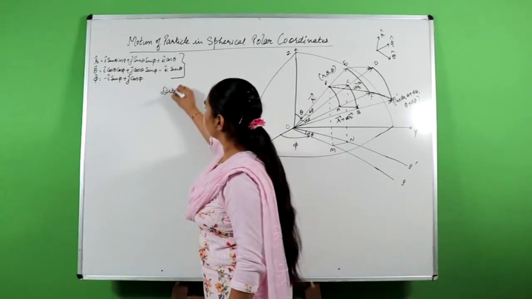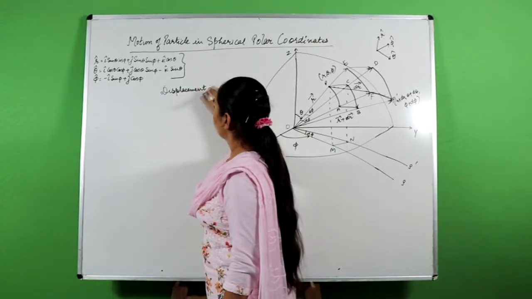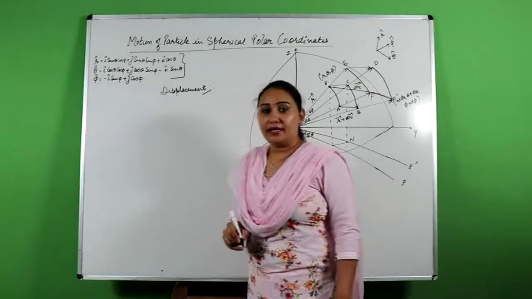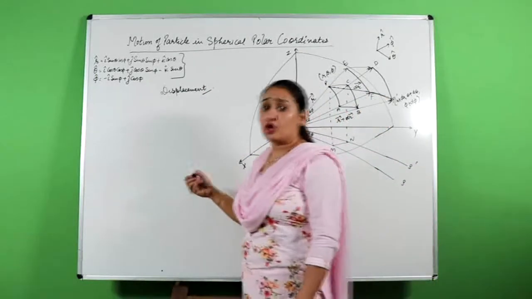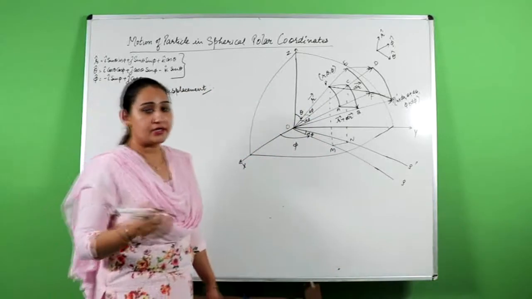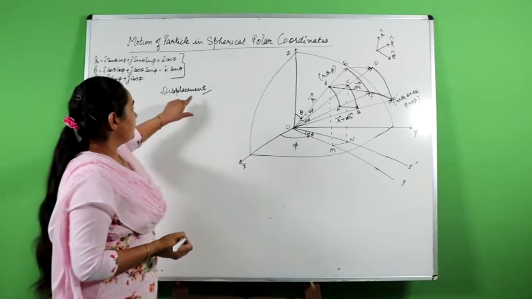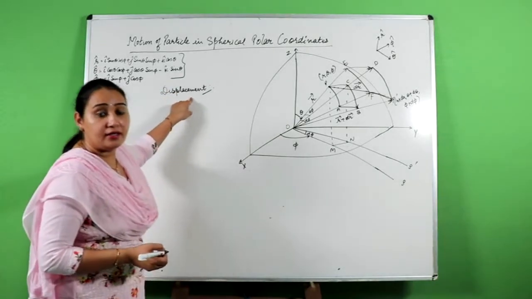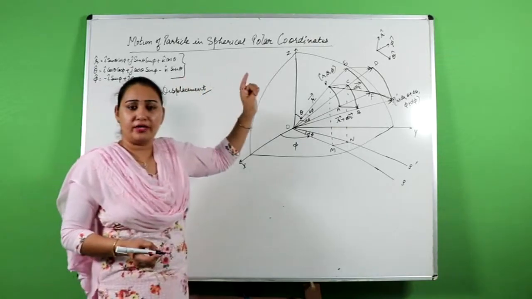Discussing the motion of the particle, the first thing we need to find is displacement. Displacement of a particle in spherical polar coordinates. We have already discussed the motion of a particle, displacement, velocity and acceleration in Cartesian and plane polar coordinates. Now the displacement of a particle in spherical polar coordinates will consist of three components.